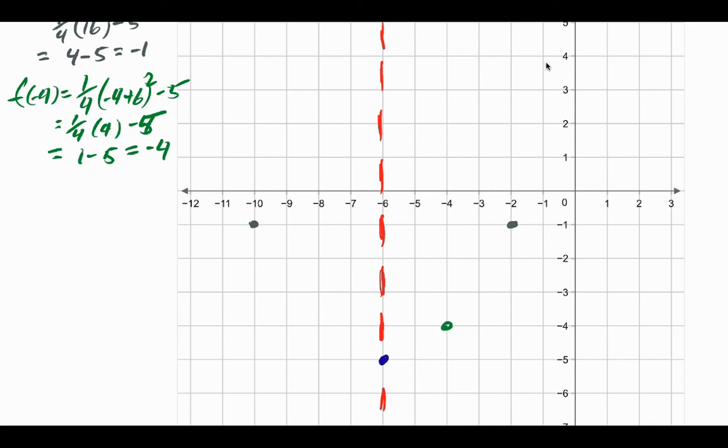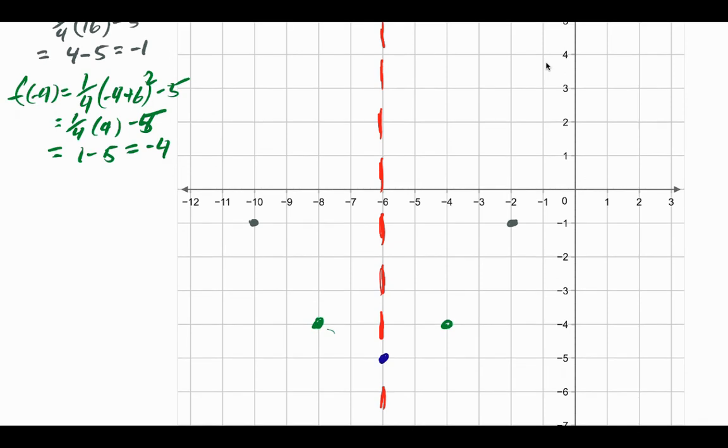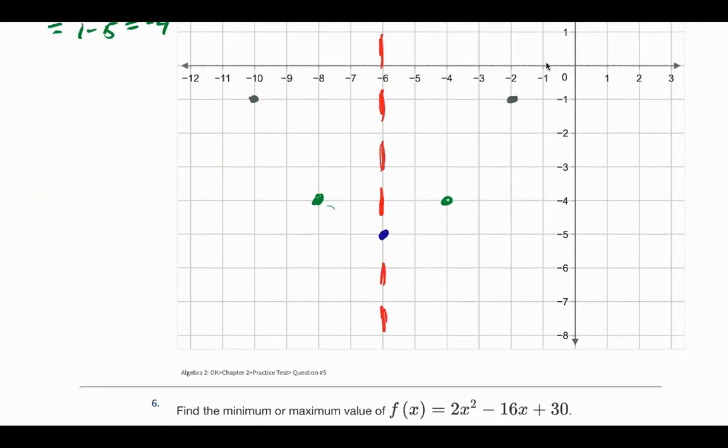Then again by symmetry, it takes us 2 to get to our axis of symmetry, so we go 2 on the other side, and we'll make our point right there. All right, that's all they wanted. You can't draw the graph because they don't allow it. They just have the points up there, so we're done. We're good.